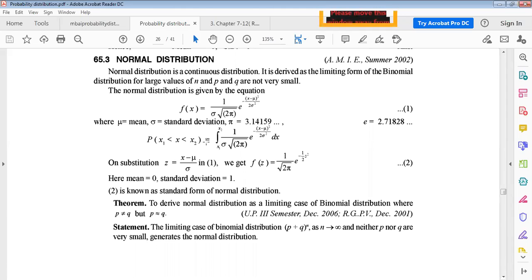The probability density function can also be written as f of z, where z equals x minus mu divided by sigma. We can write this whole probability density function like this: f of z equals 1 by root twice pi, e to the power minus half z square. Here z equals x minus mu divided by sigma, sigma is the standard deviation, and mu is the mean. If mean equals 0 and standard deviation equals 1, then it is known as the standard form of normal distribution.